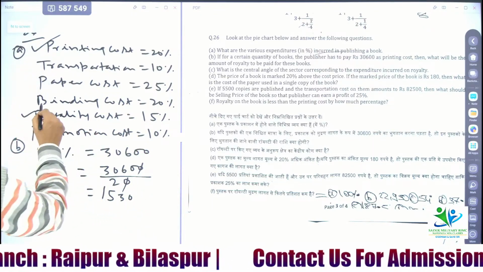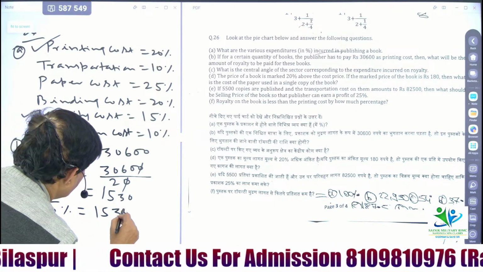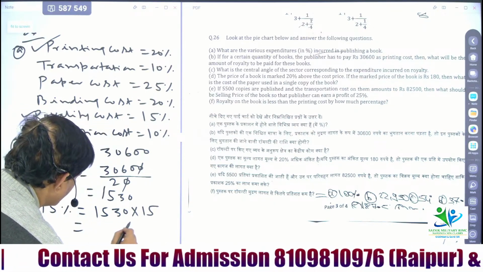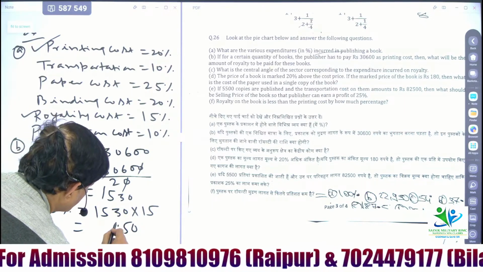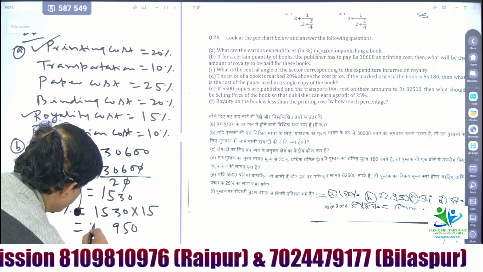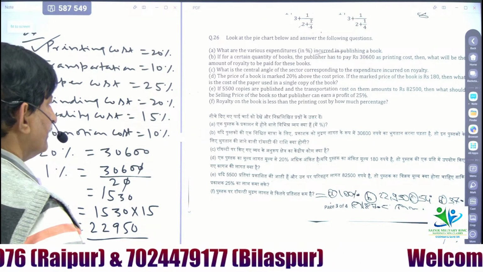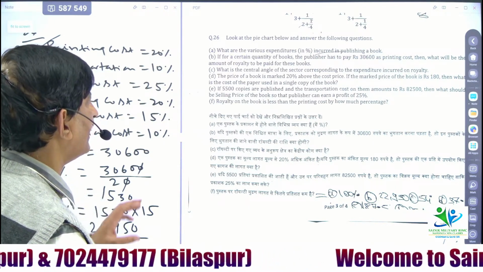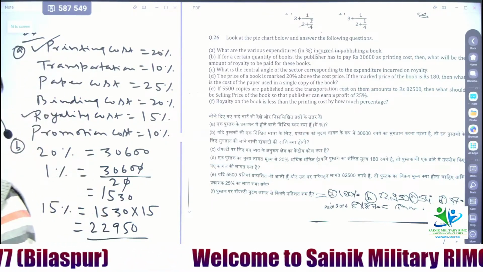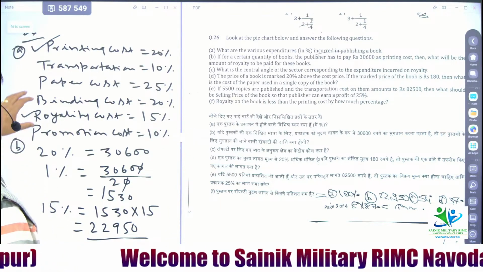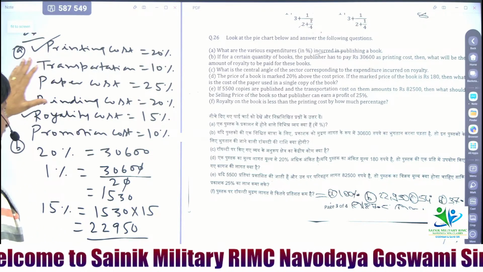And in second part you have to find what will be the amount of royalty. Royalty is 15%. That means you have to calculate 15% of this. That is 1530 into 15. 0, 45, 4, 75 and 4, 79, 7, 15 and 7, that is 22. So this one is the royalty cost. Part B. Now in part C, what is the central angle of the sector corresponding to the expenditure incurred in royalty?